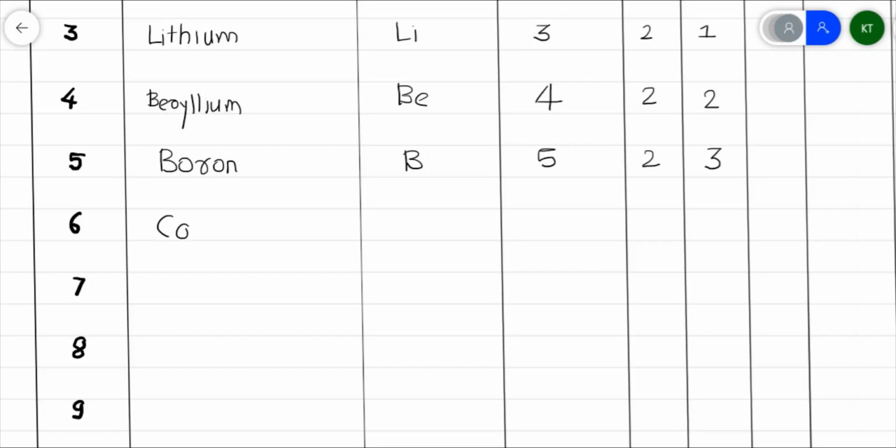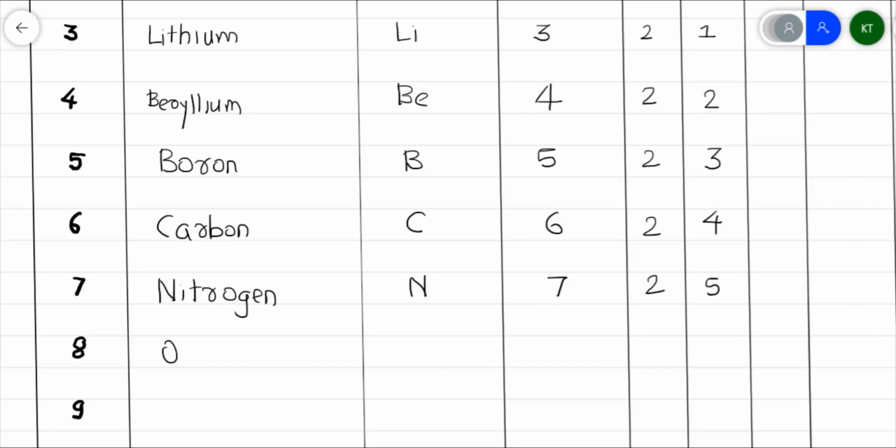The next element, with atomic number 6, is carbon, symbol C. First shell 2 electrons, the next shell 6 minus 2, that is 4 electrons. Then the element nitrogen, symbol N, atomic number 7. First shell 2 electrons, and the next shell 7 minus 2, that is 5 electrons.